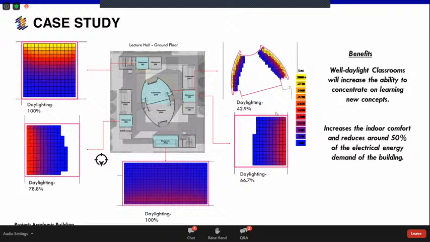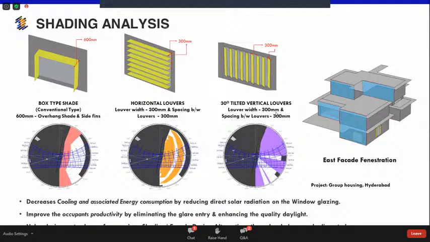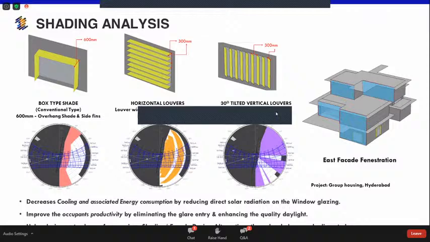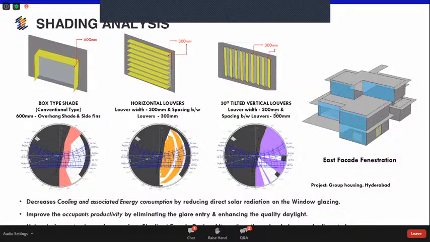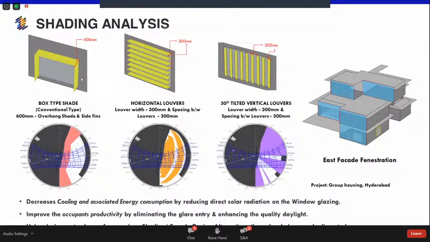In specific spaces, we also get glare, which is direct radiation entering the space and increasing the heat in the space. When we get too much glare, we put curtains in, and we end up cutting down all the good quality light entering the space. So designing the fenestration shade is an important element in designing a building. These are different options we have tried for one of our buildings, the group residence.